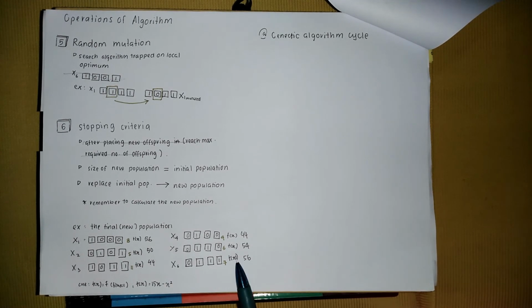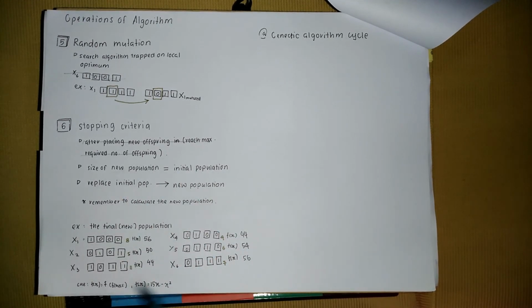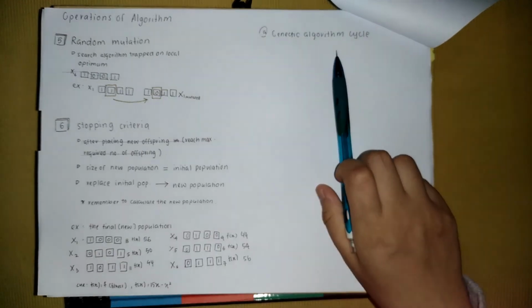And same goes to the others. And this cycle or operation is also known as a genetic algorithm cycle.